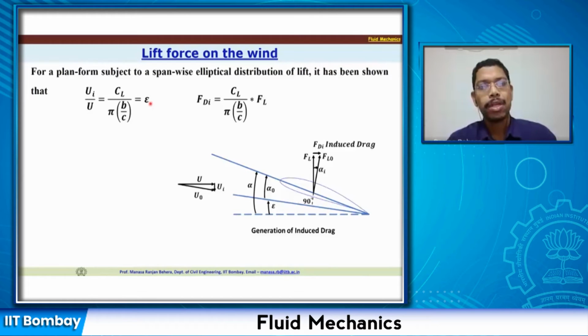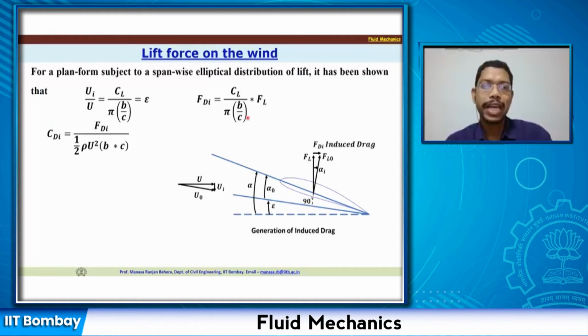All right, now if I write down FDI, the induced drag force, it can be written as CL divided by pi b by c multiplied by FL. So this angle epsilon that we have already discussed is nothing but this. Epsilon is equal to ui divided by U, and we can represent that in terms of FDI, which is equal to this angle multiplied by FL.